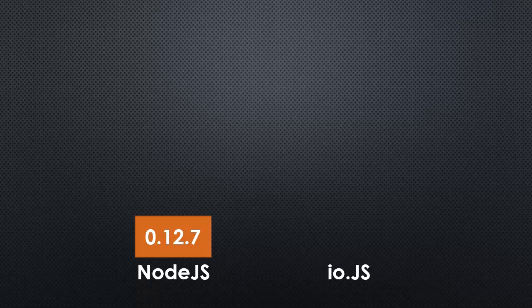So as new versions of V8 come out, you need to update the version of Node in order to be able to use the newest and latest version of the V8 engine, as V8 makes changes and adds the new features that are coming in the next version of JavaScript. So because of this, there was a split.